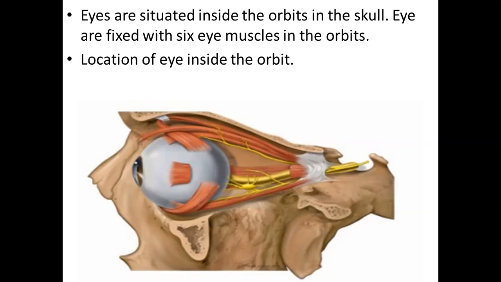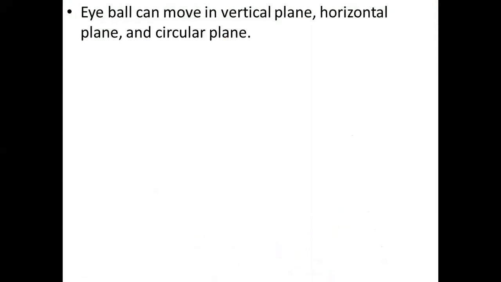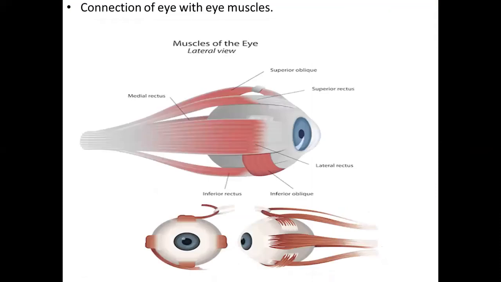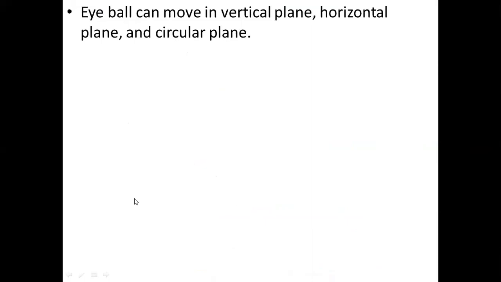Finish writing, right? Inside the orbits of the skull. Here, connection of eye with the eye muscles. Just to explain, I have included that there are 6 eye muscles connected like this. Eyeball can move in vertical plane, horizontal plane, and circular plane. Write down this also. Because of the muscles, eyeball can move in vertical plane, horizontal plane.